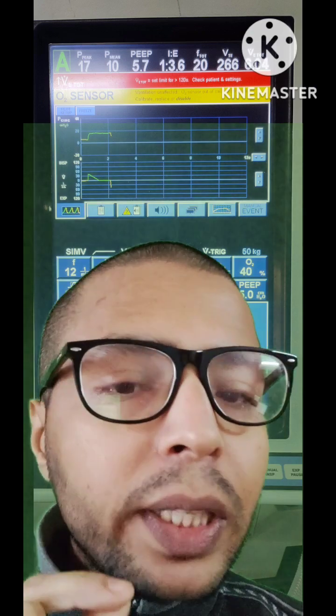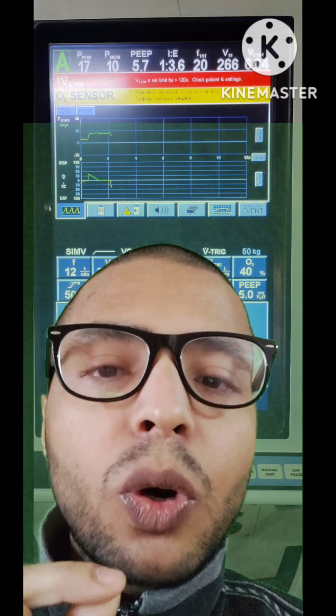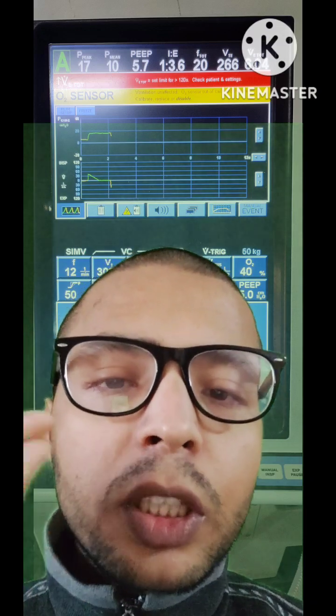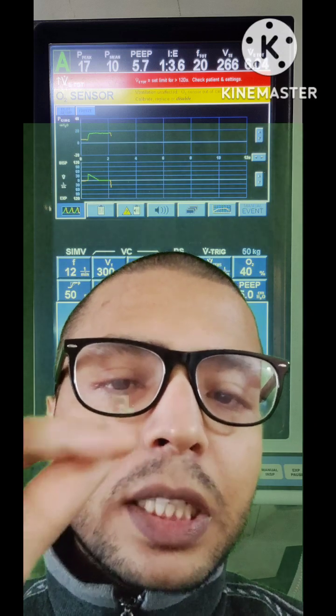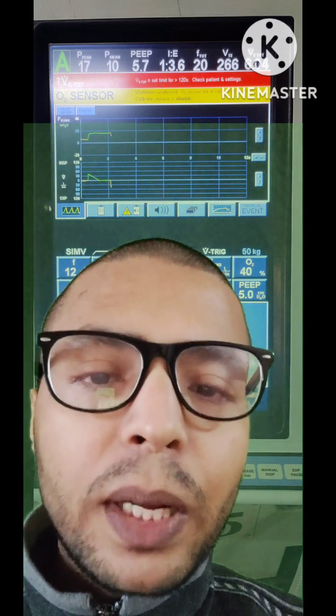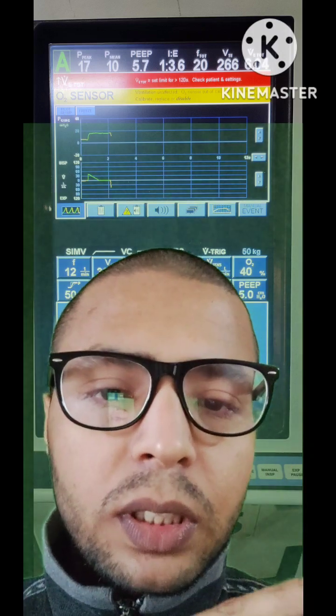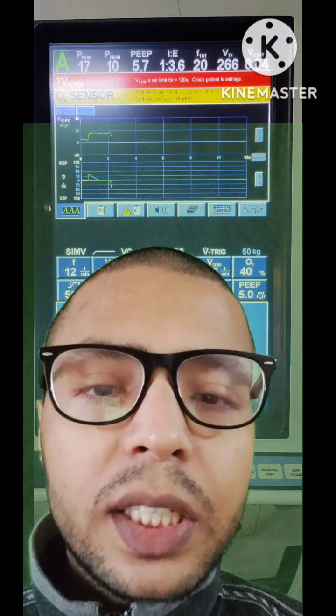So how can you know whether the saturation is falsely low or it is truly low? In the pulse oximeter, what you see at the bottom is the waveform, which is called plethysmography. So you must see the dicrotic notch. If there is no dicrotic notch, you can suspect that it is a false reading.